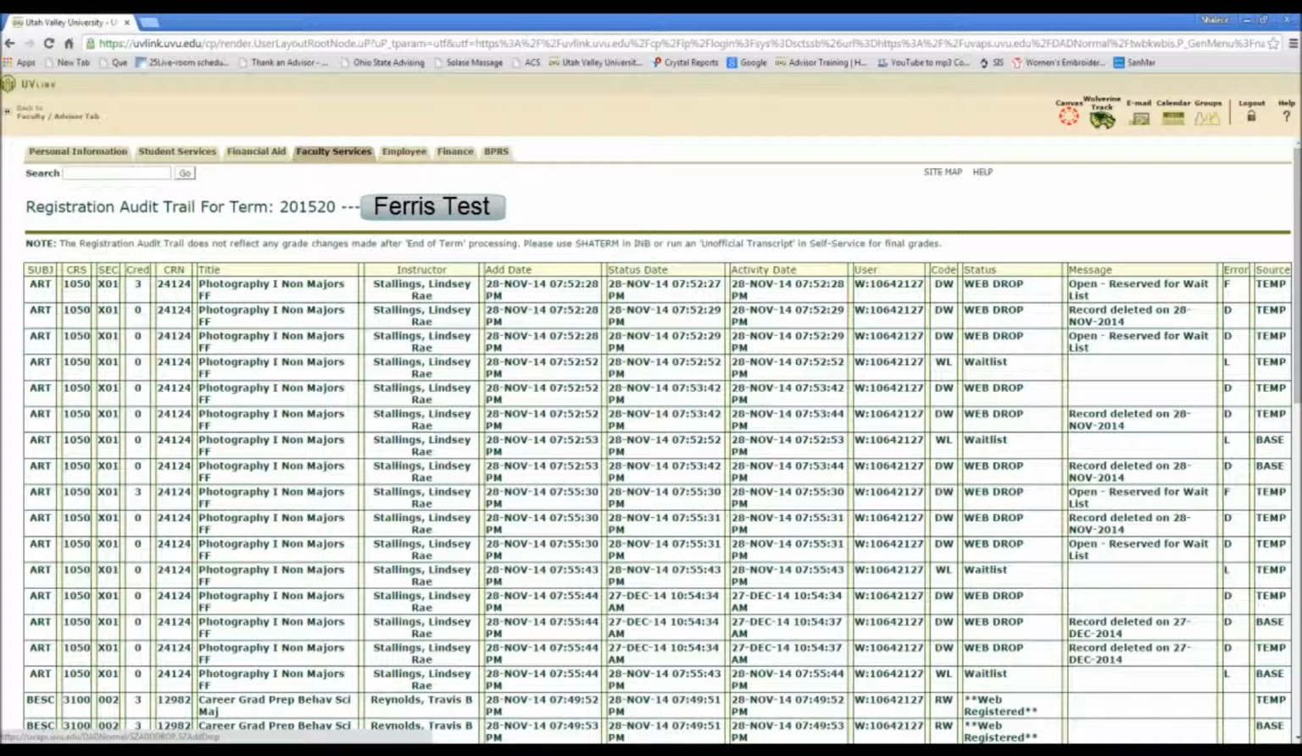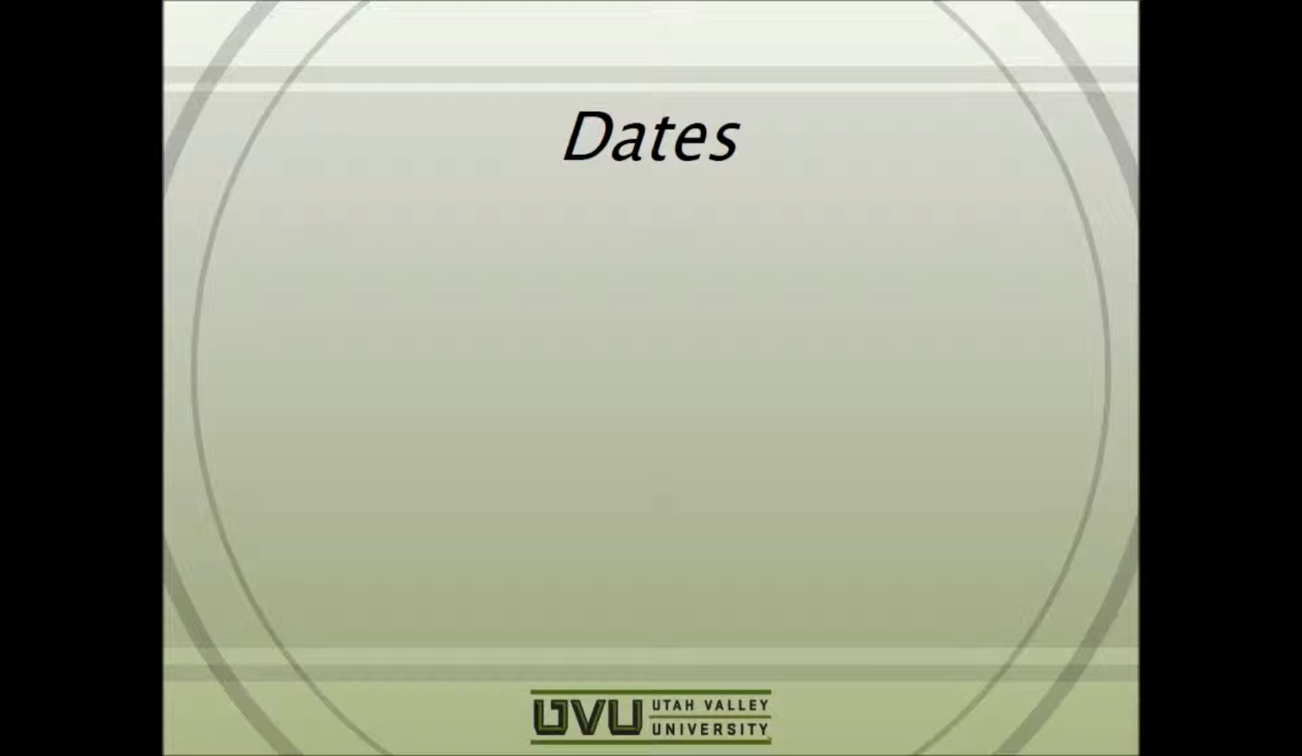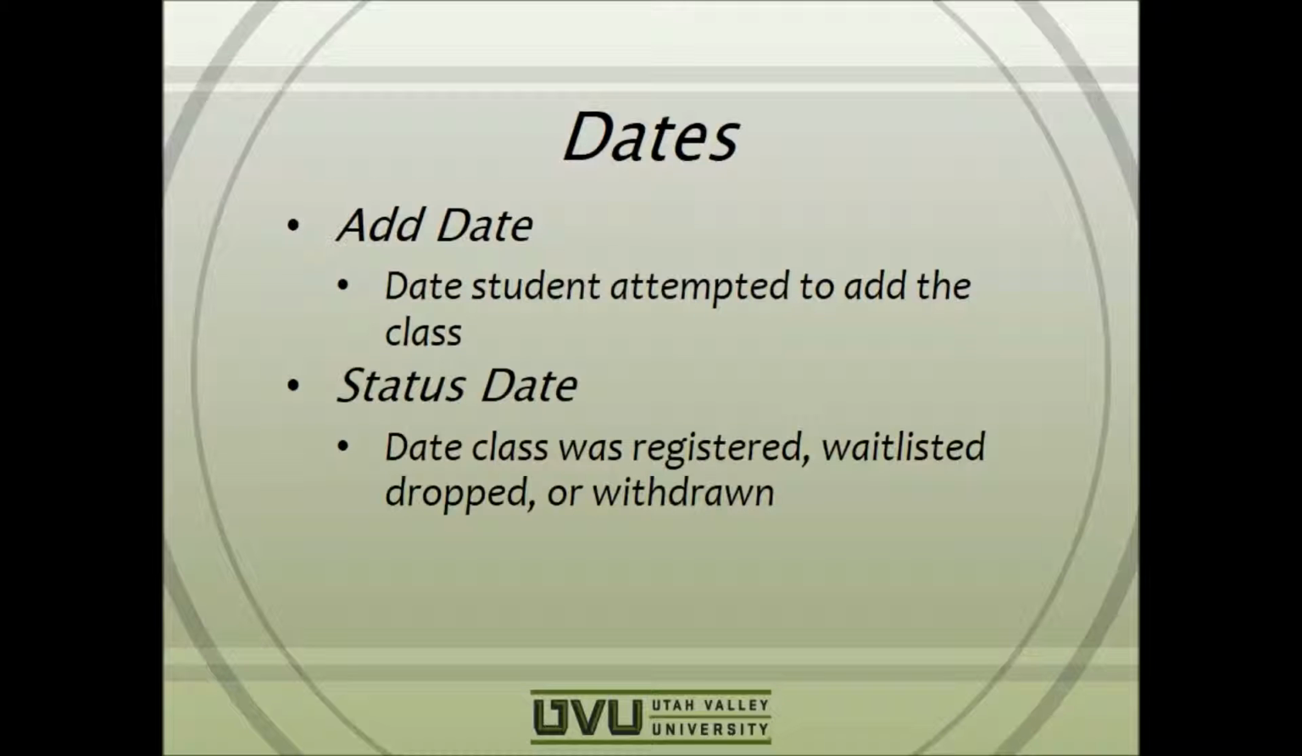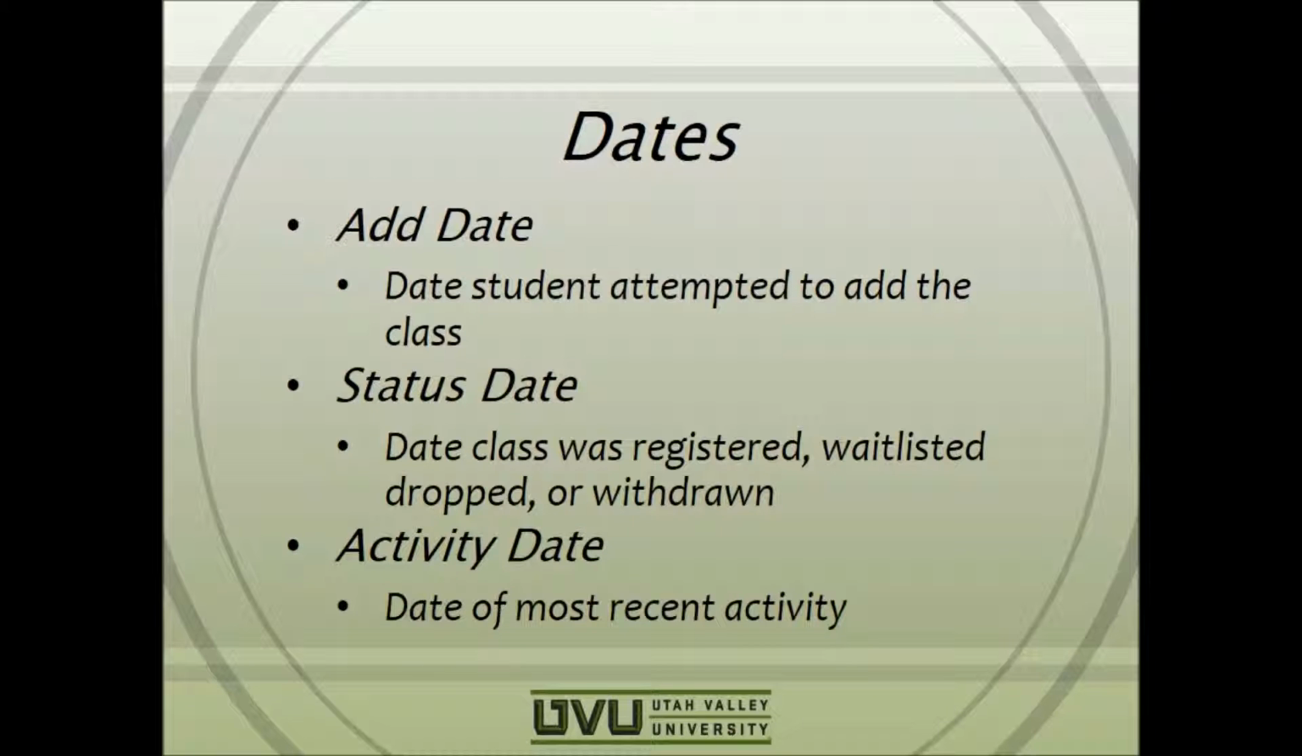The table includes 3 different dates: the add date, status date, and activity date. The add date will identify the date and time that the student attempted to add the class. The status date refers to the date and time that the student was able to either register, waitlist, drop, or withdraw from the class. The activity date will identify the last date of the most recent activity that was done to the class. For example, if a student had registered for a class and then decided to drop it, the activity date will show the date and time that the student dropped the course.